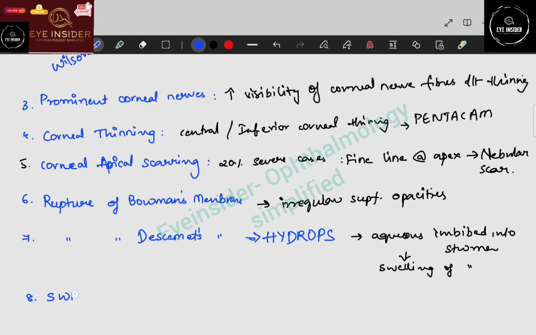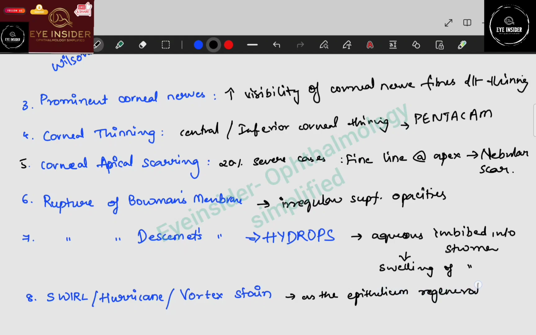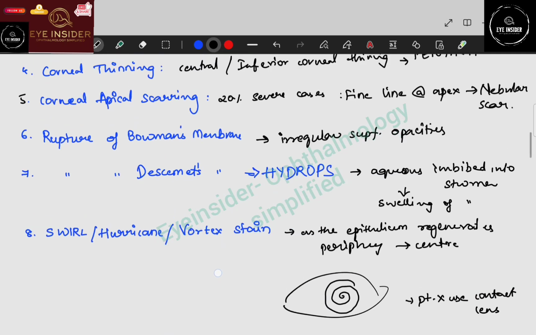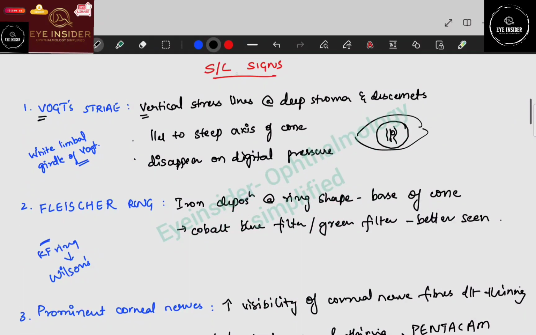Coming to the eighth sign, this is the swirl or hurricane or vortex stain. When we stain the cornea with a fluorescein strip, in a keratoconus patient who is not using a contact lens, there will be a swirl-shaped, spiral-shaped staining of the cornea because the epithelium slowly degenerates from the periphery to the center. So the epithelium gets slowly replaced in this way. This is a more characteristic appearance in keratoconus.